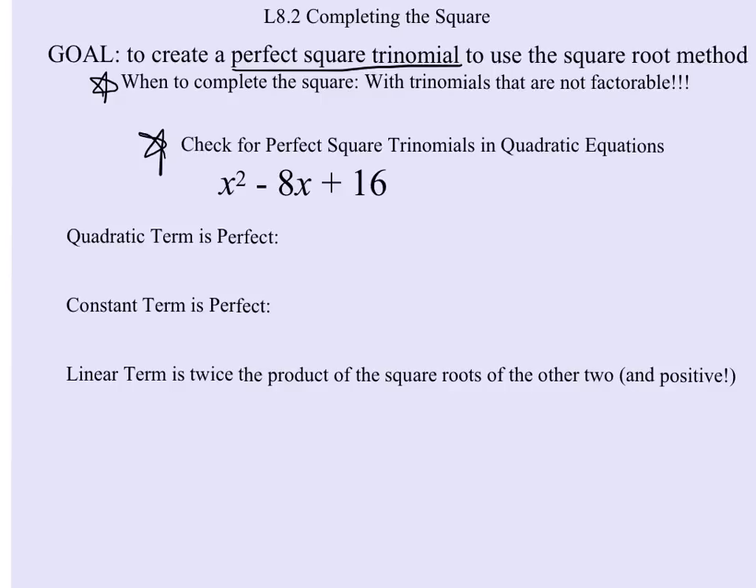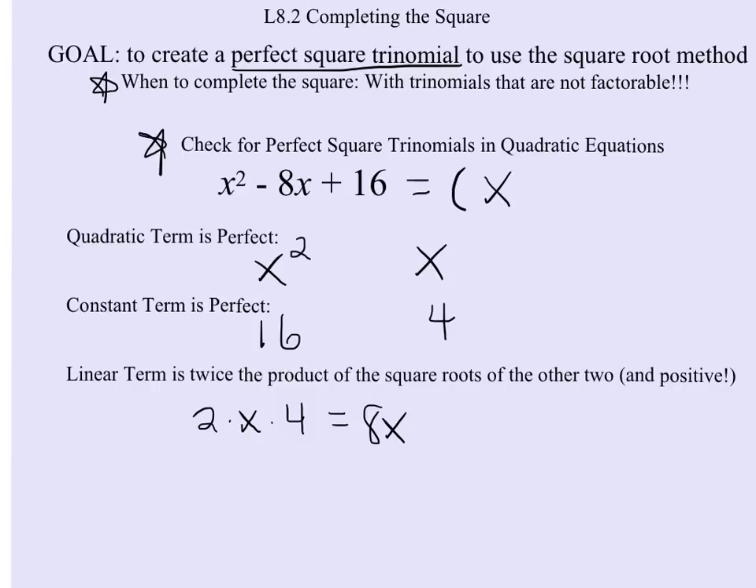Now remember, in a trinomial, you have to have all three terms. The first term is perfect, so is x squared perfect? It is. And the square root of that is x. Then the constant term is perfect. 16 is also perfect. The square root of that is 4. And the linear term needs to be 2 times the product of those square roots. And so 2 times x times 4 is 8x. Therefore, we know that this is a perfect square trinomial.